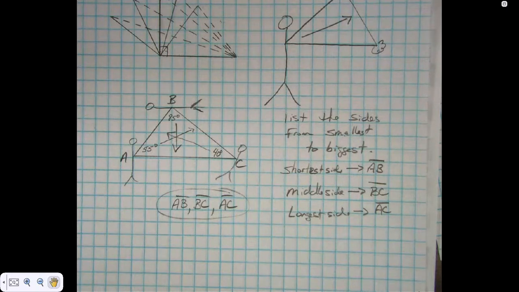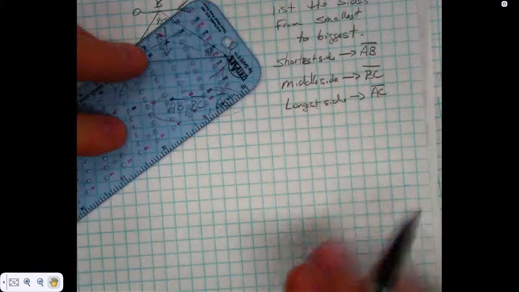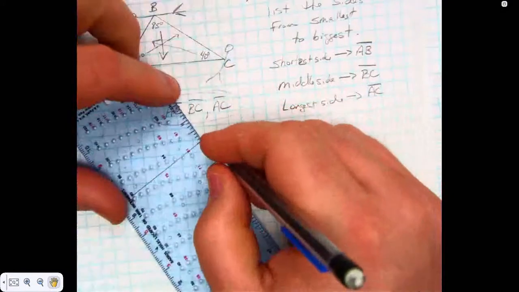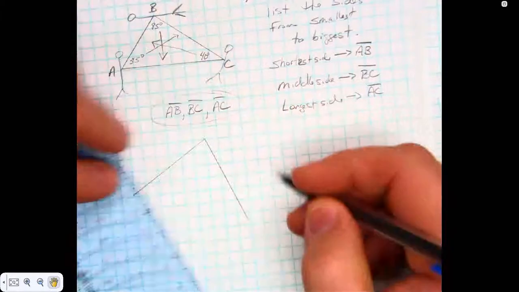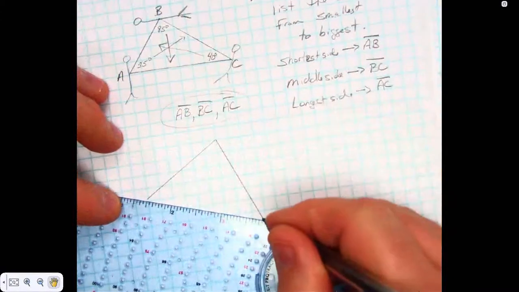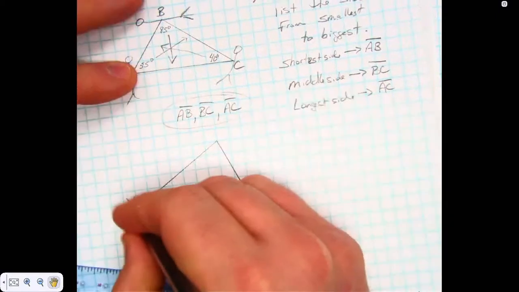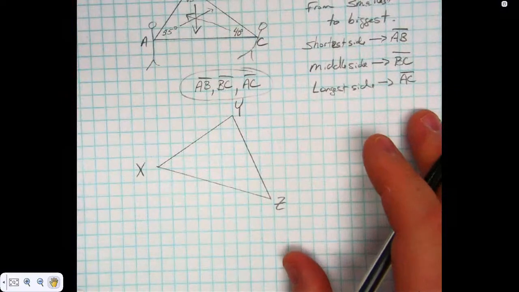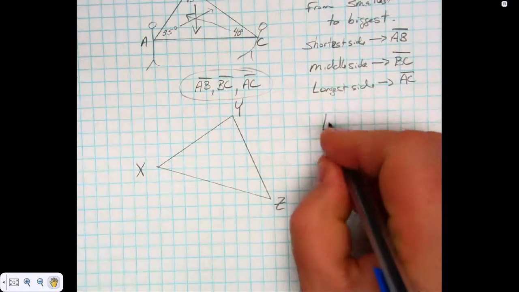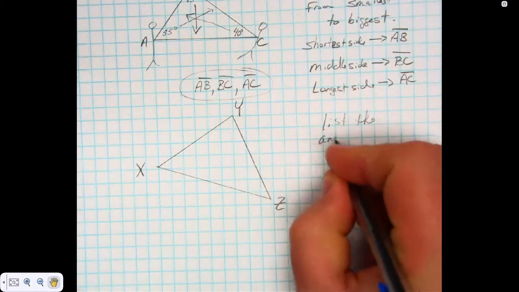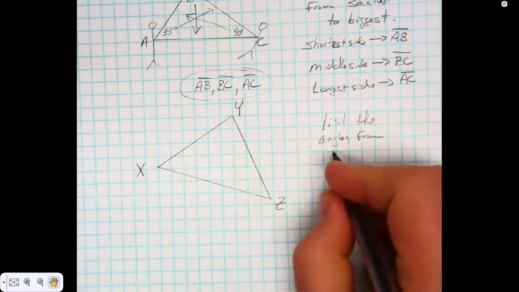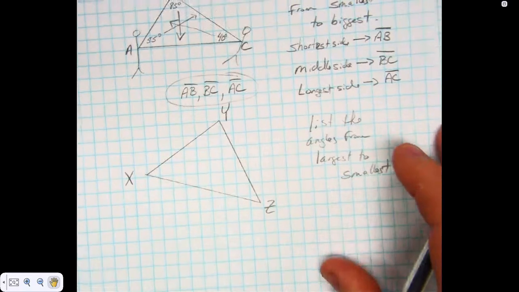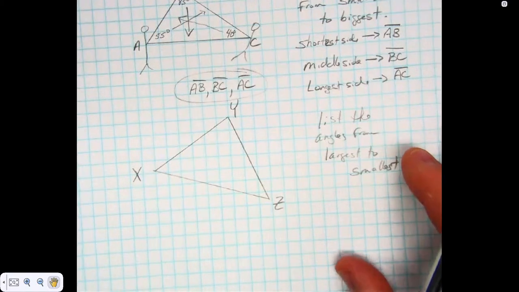Now, what if I had a triangle? This one's going to be kind of tough. You couldn't, and I ask you, list the angles from largest to smallest. Now, it's kind of hard to see, isn't it? You can't just go by what it looks like, does it?